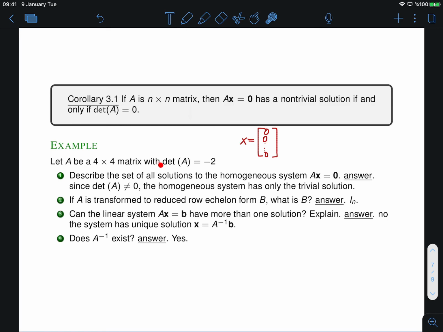Because since its determinant is non-zero, it has an inverse, and if I multiply by its inverse from the left on both sides, I get this solution. So there's only one solution. This is the only possible solution. Does the inverse exist? Yes, we have seen this in the previous slide.